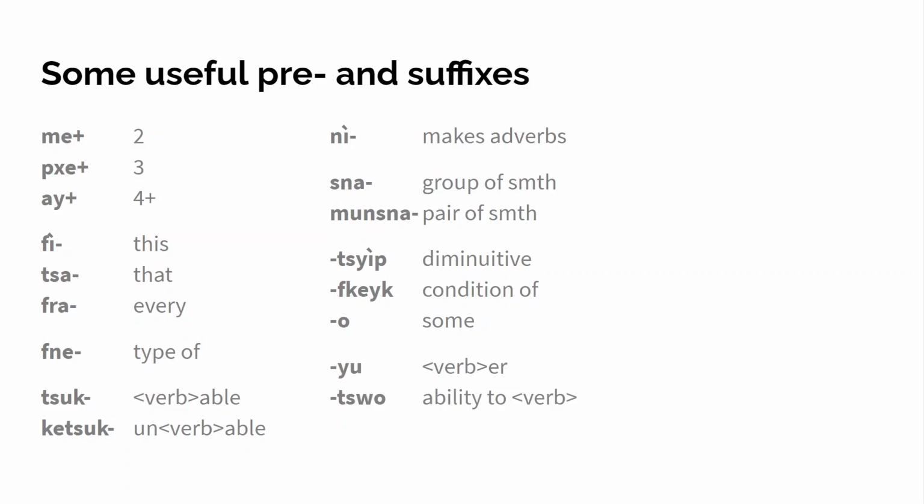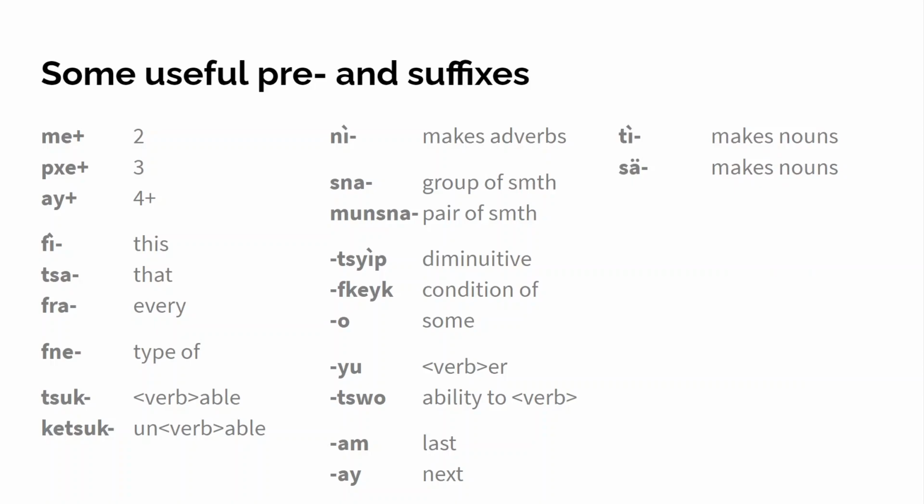Yu and zwo go on to verbs. Yu makes the person who does the verb, so yom-yu would be a person who eats. Zwo is the ability to do something, so yom-zwo would be the ability to eat. Am and i go on to time nouns, so for example, sisit is a year, sisitam would be the last year, sisitai would be the next year.